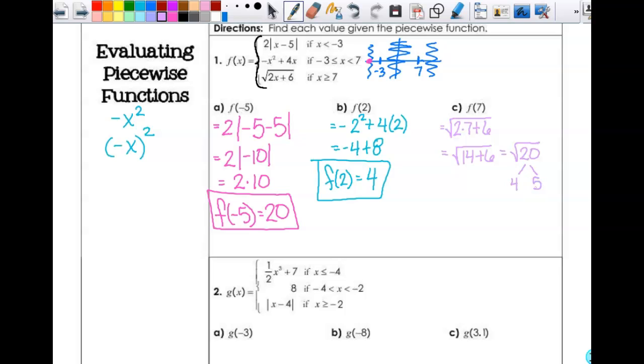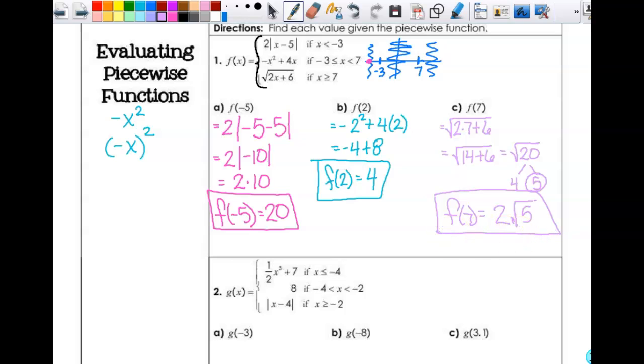Anytime I do a branch, I stop either when I have a perfect square or I have a prime number. So this 4, I can take the square root of 4. What's the square root of 4? 2. And then I can't take the square root of 5, so it stays underneath. And my answer is 2 square roots of 5. So f of 7 equals 2 square roots of 5.